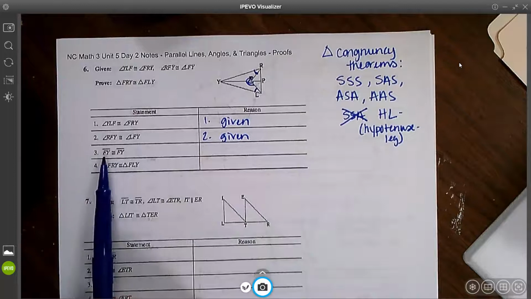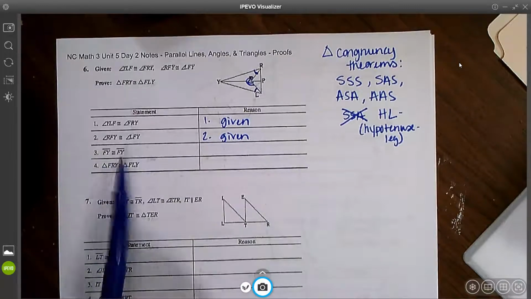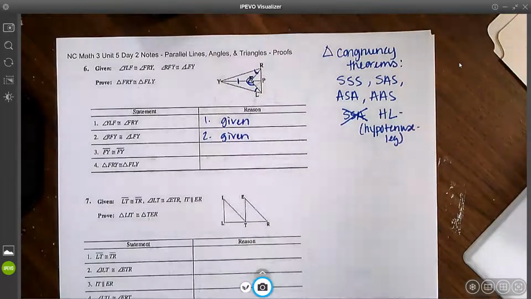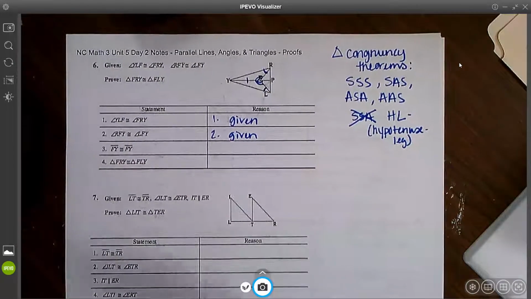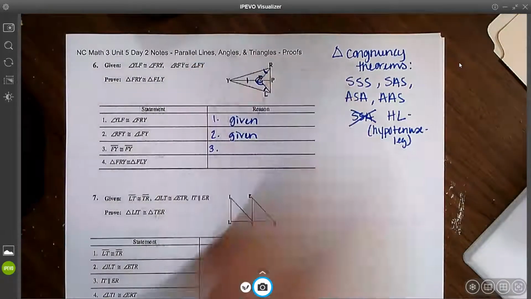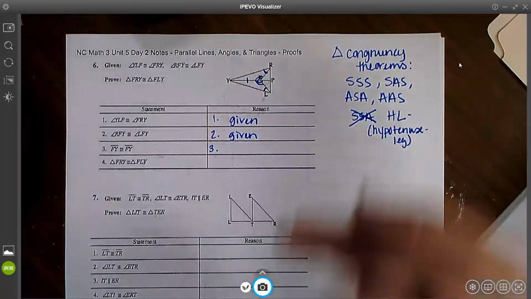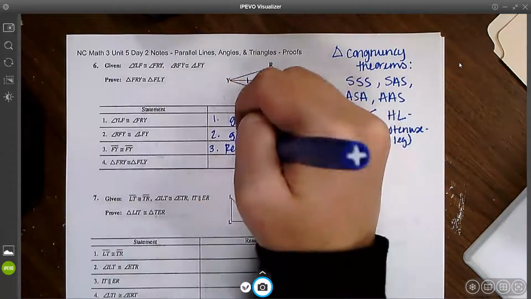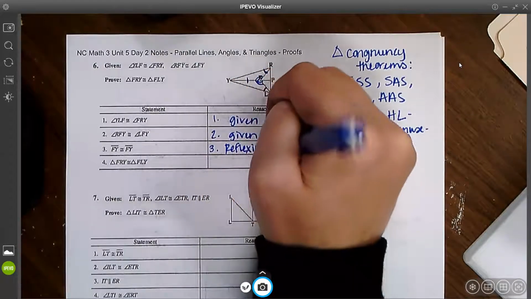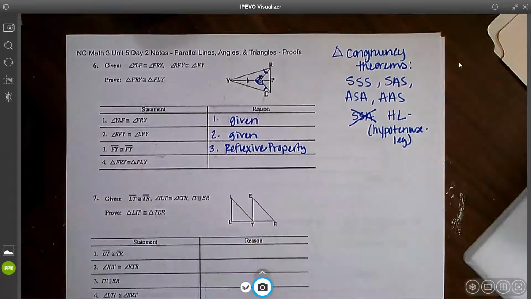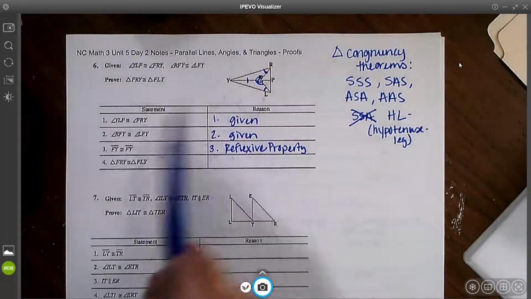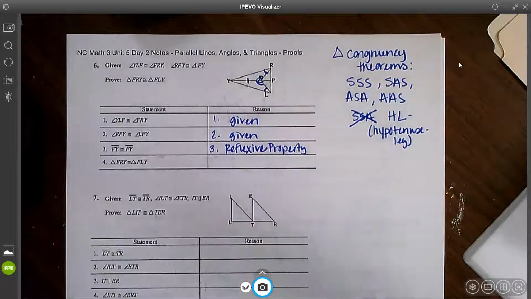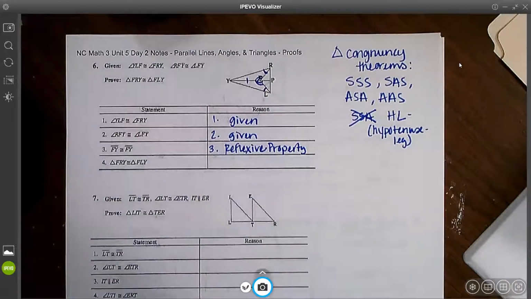Then it says that side FY is congruent to side FY. So this side is congruent to itself. If you look back at those definitions you were supposed to copy down on day 1, the reflexive property means that something is congruent to itself. Reflexive property of congruence. If FY is congruent to itself, it is the same as itself. I am me. We're the same thing. So that's where the reflexive property comes in, it is congruent to itself.